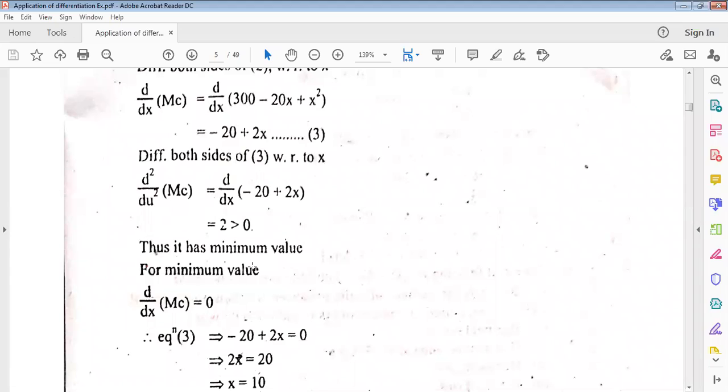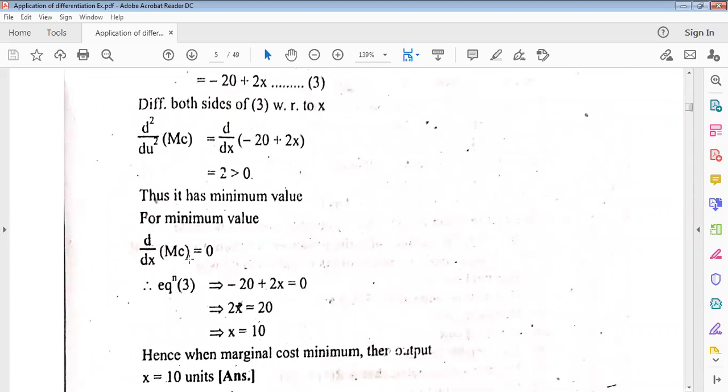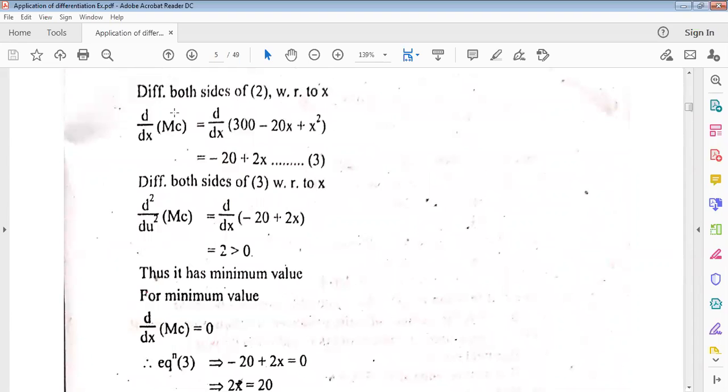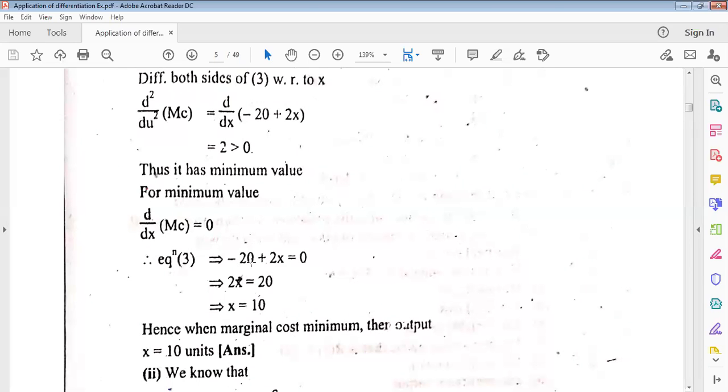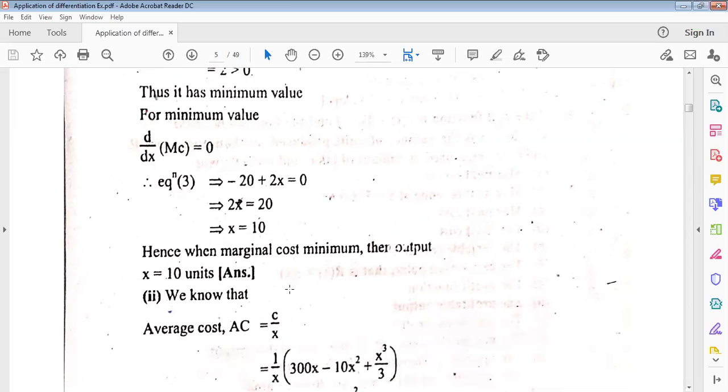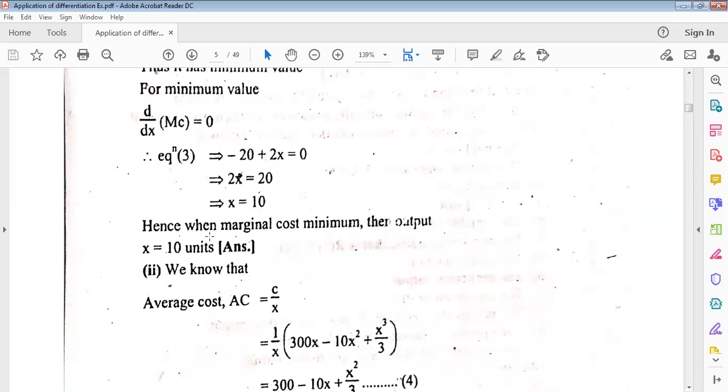Therefore for the minimum value, the first derivative will be 0. That means d/dx of marginal cost will be 0. Now at what value is the marginal cost minimum? We are finding d/dx of marginal cost equals 0. Now from equation number 3, d/dx of MC equals minus 20 plus twice x. This way minus 20 plus twice x equals 0. Now x equals 10. That means for x equals 10, the marginal cost is minimum, and this is the output, x equals 10 units. This is the result.